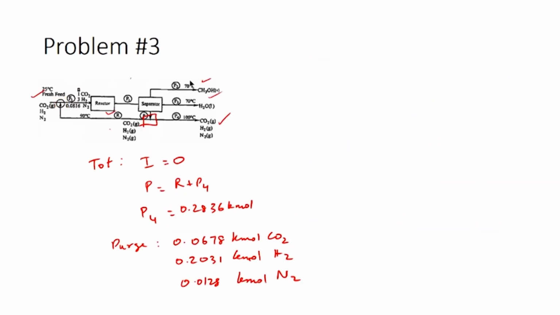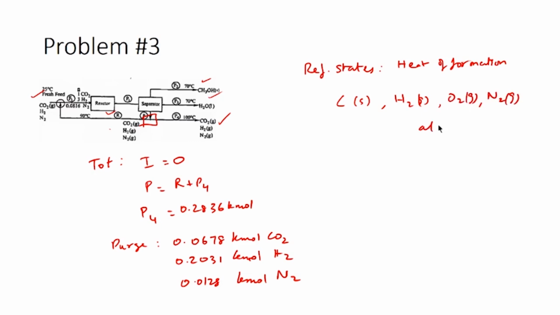So, for heat of formation method we have to choose appropriate reference states. So, the reference states I have chosen are determined because of the method I am using. So, I am using the heat of formation method. So, for the heat of formation method, the reference states have to be elements as they appear in nature at 25 degrees Celsius and 1 atmosphere. So, this means the reference states can be carbon solid, hydrogen gas, oxygen gas and nitrogen gas, all at 25 degrees Celsius and 1 atmosphere.